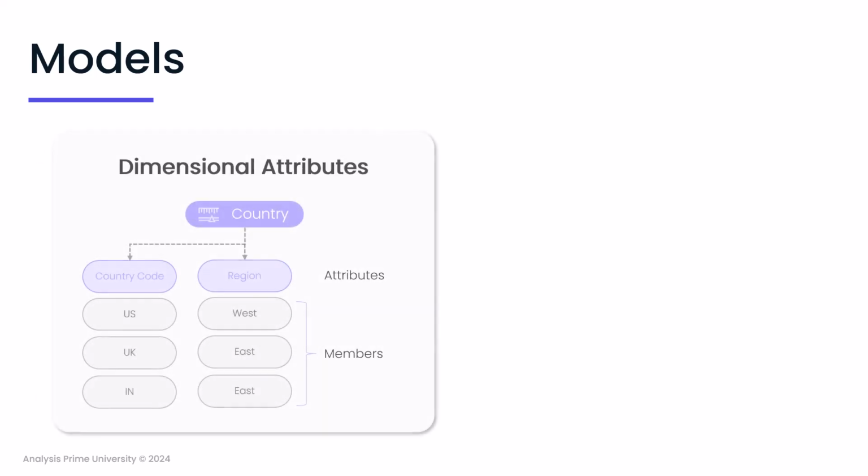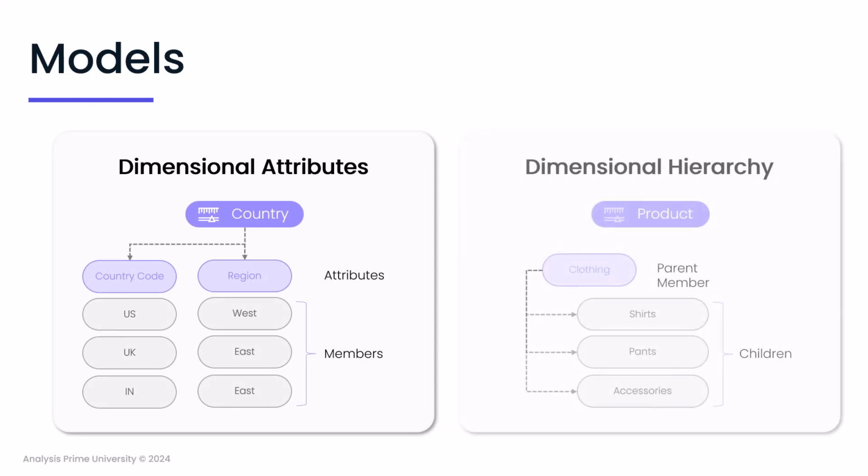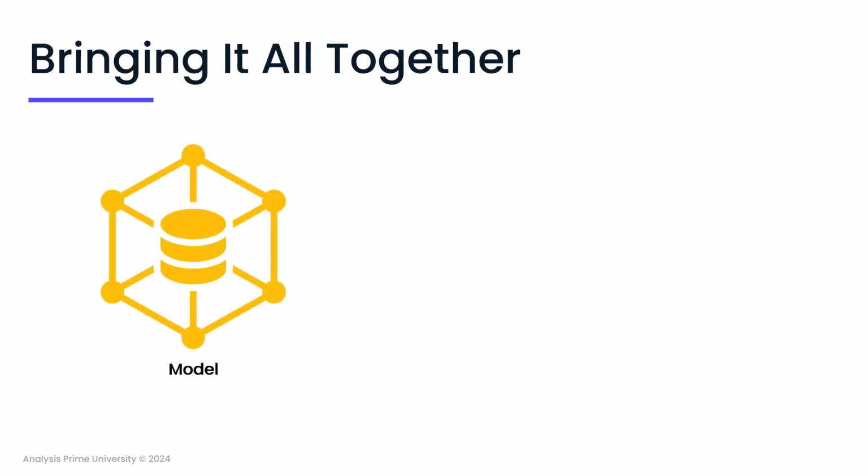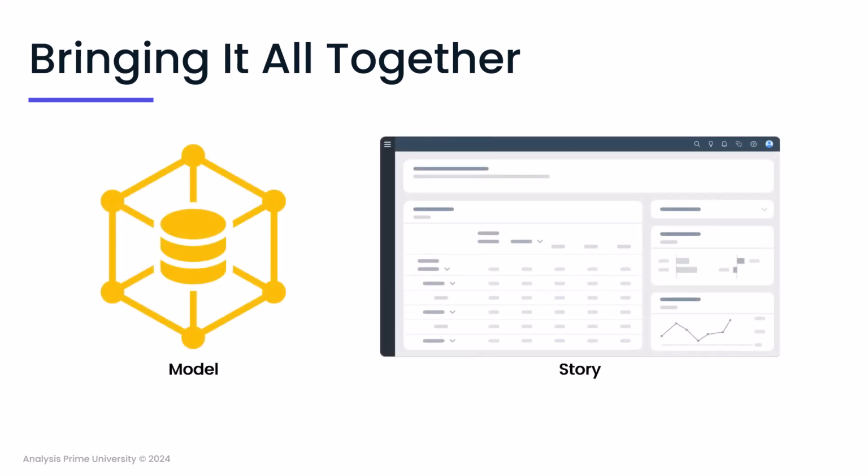Dimensions can have further attributes assigned to them to provide further information about dimension members, and they can also have hierarchies, which provide a structure. There are a lot of different pieces of functionality within SAP Analytics Cloud, but all of them are going to be looking at data coming from models, and stories are the primary way to represent that data.